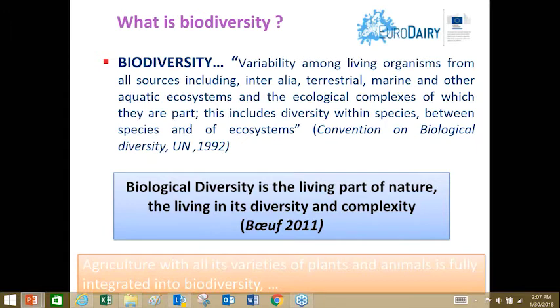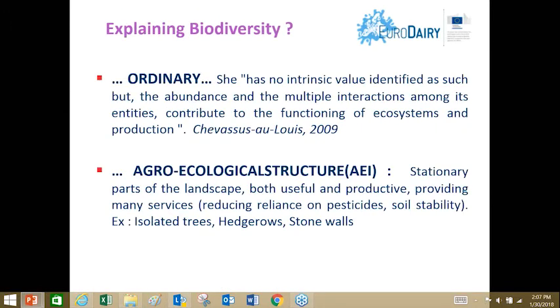I also give you, in very simple terms, this definition of biodiversity: biological diversity is, in fact, the living part of nature, the living in its diversity and complexity. And more to the point regarding agriculture, which is our issue, agriculture with all its varieties of plants and animals is, in fact, fully integrated into what we call biodiversity. So that was for the definition.